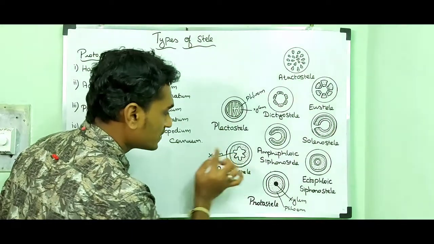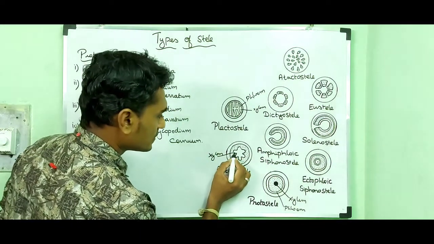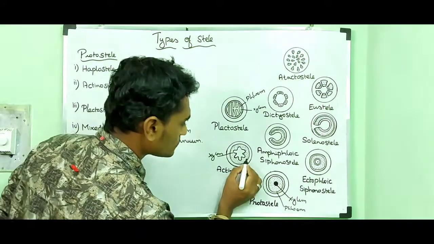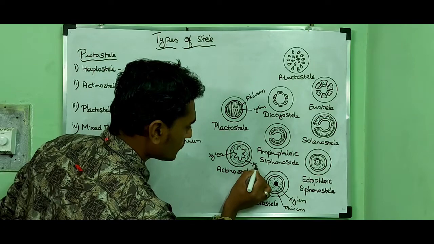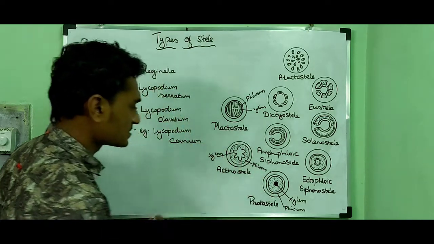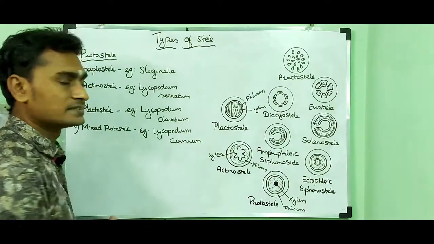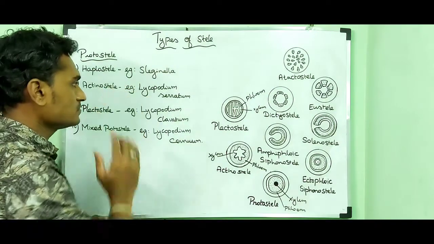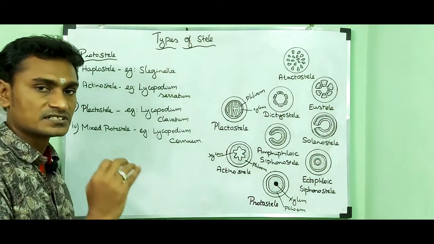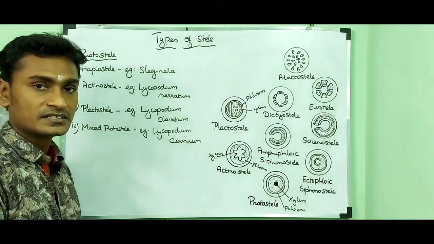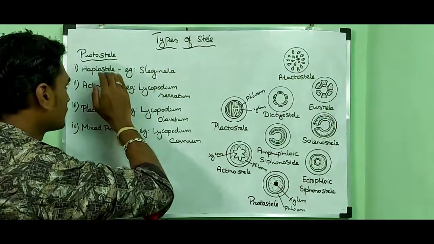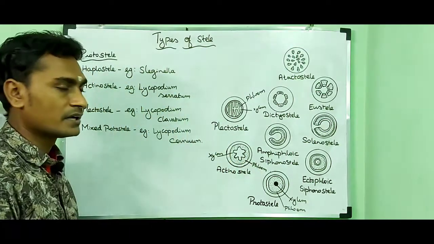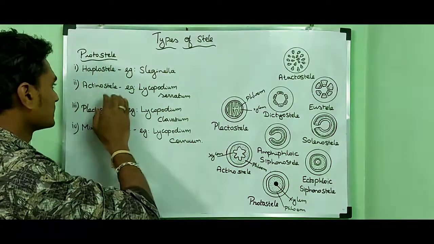Here you can find a star-shaped xylem. A star-shaped xylem is surrounded by phloem. So this region is the phloem. A star-shaped xylem surrounded by phloem is called actinosteel. Example, Lycopodium serratum. So actinosteel is a modification of haplosteel and is somewhat advanced than haplosteel.